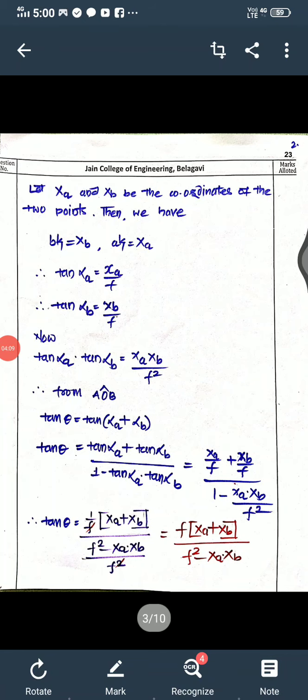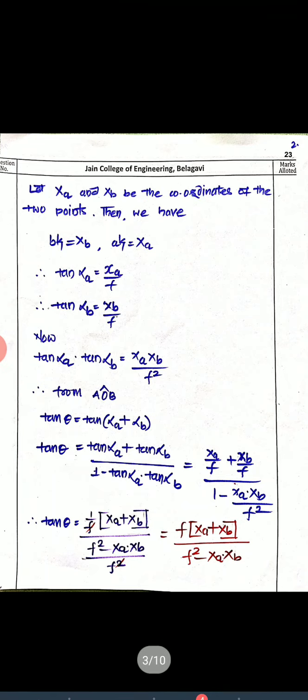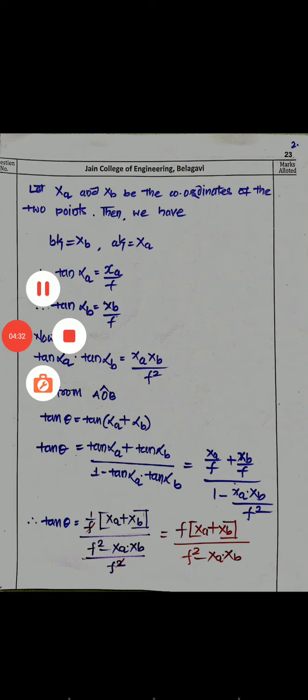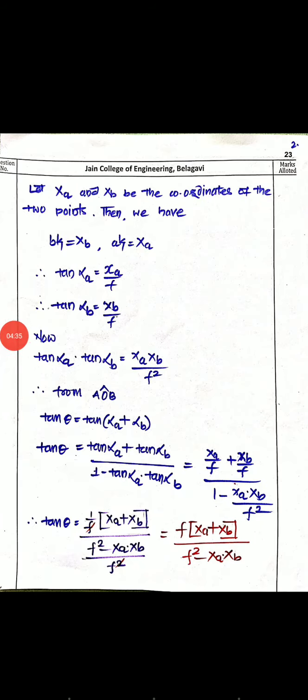Let XA and XB be the coordinates of the two points. Then BK is equal to XB and AK is equal to XA, as I have shown. In the previous class we saw how to determine the vertical and horizontal angle. There we saw that tan alpha A is equal to XA by F, and tan alpha B is equal to XB by F. This reference we take from derivation 1 of the previous video, where these two are the horizontal angles. So there we came to know that tan alpha A is equal to XA by F and tan alpha B is equal to XB by F.